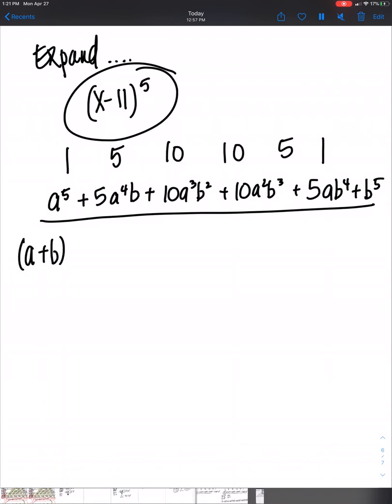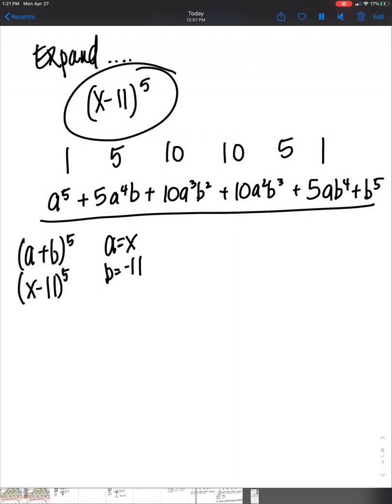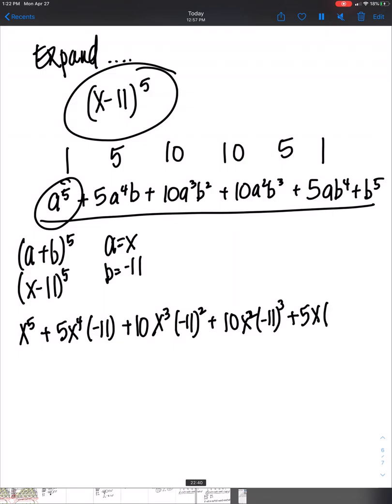All right, and so now I'm going to relate (a plus b) to the fifth to (x minus 11) to the fifth power. So a would equal x, and b is going to equal negative 11. Don't forget that negative, or you are going to get it wrong because you're going to have some negatives here. Okay, and then you just go through and fill it in for all the x's, all the a's, all the b's. So notice I'm just filling in all the x's, all the negative 11s, and then I'm just going to do the math. I'm not going to wonder what these numbers are. I'm literally going to get a calculator out.